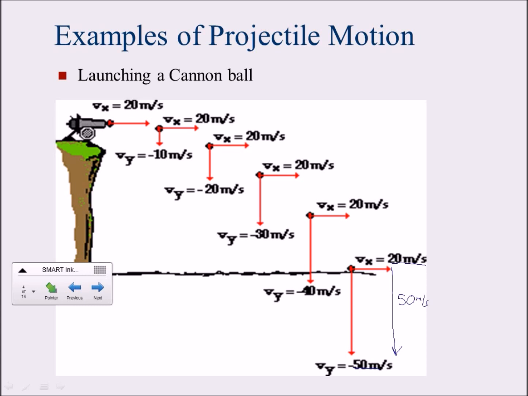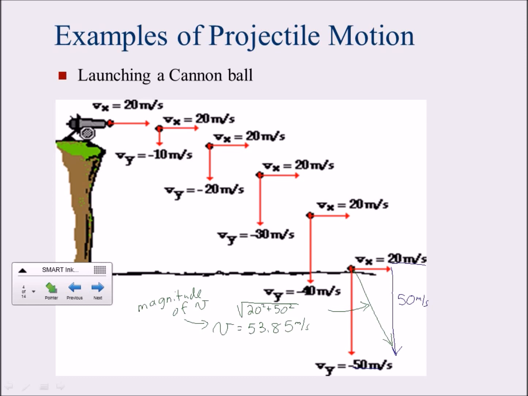And so if I want the resultant vector, I'm looking for that hypotenuse, which is the square root of 20 squared plus 50 squared. And so that velocity has a magnitude of 53.85 meters per second. This is the magnitude of the velocity. This is also the speed of the object.